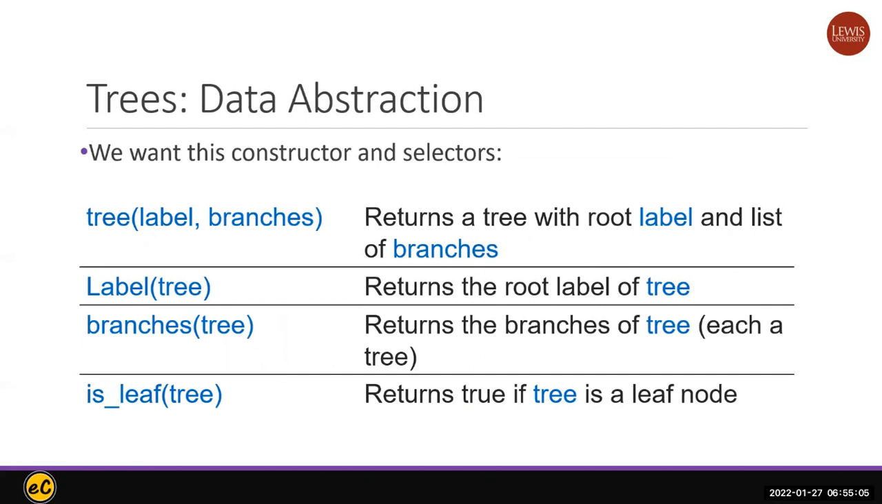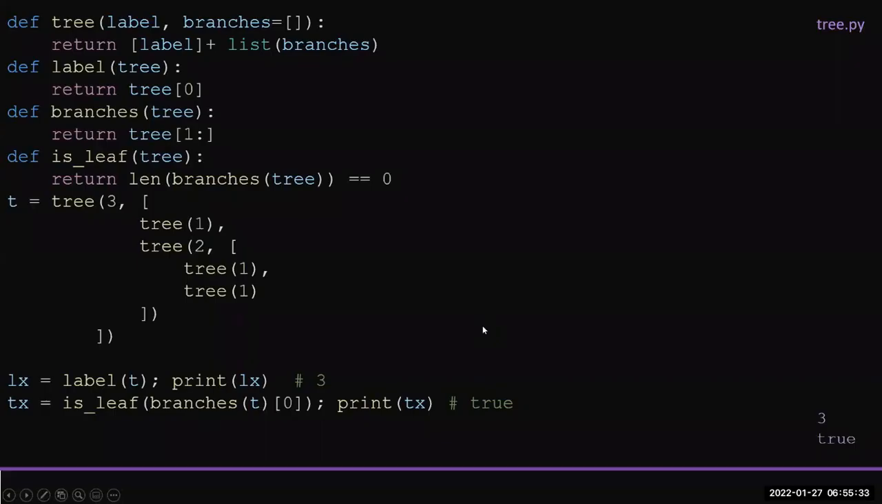So for data description, you can have a tree with a label, the current label, and its branches, okay? Branches usually can be a list, a tuple, or a data collection. And when you call label on the tree, you will return the label or the value. And branches, you will get the branches of the tree. And is leaf, you check if the node is a leaf node or not. That depends on how many branches it has under it, okay?